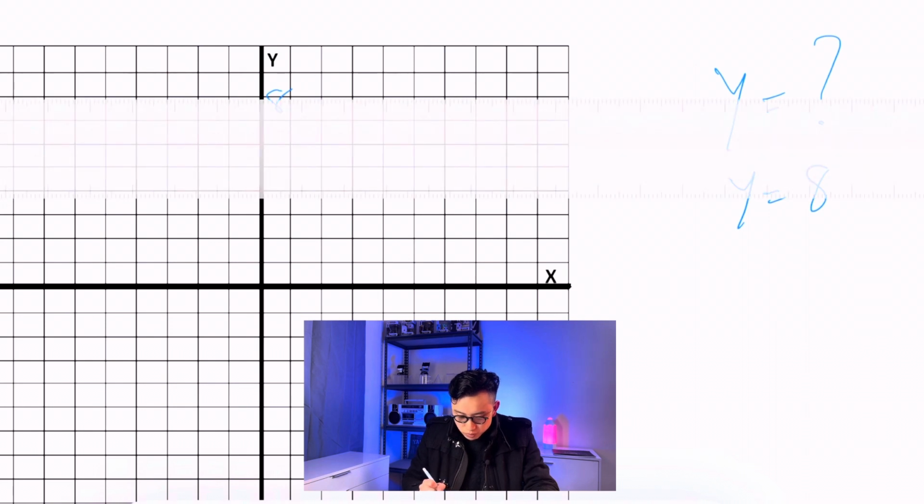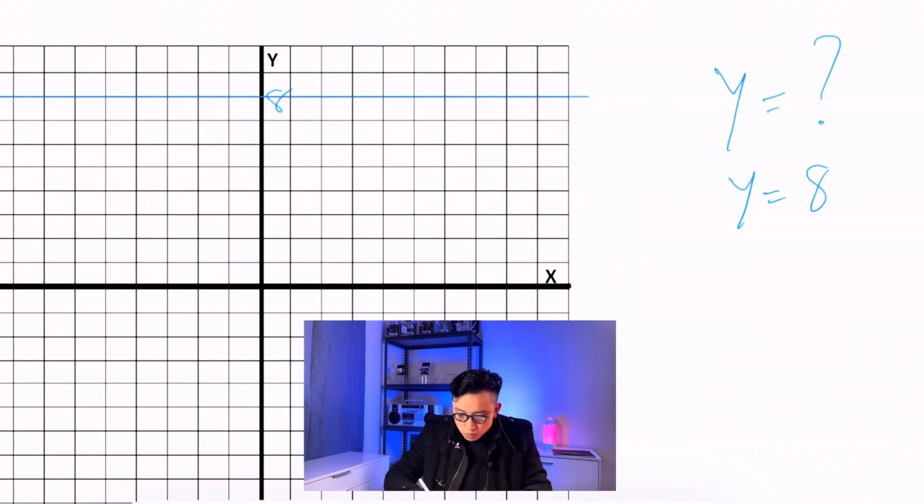Then you grab your ruler and voila, there you go. That equals y equals 8. So how do you analyze such a sketch?